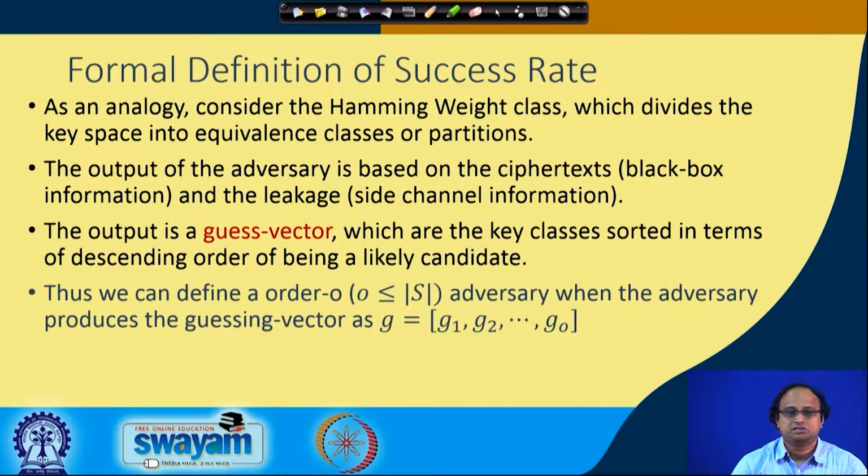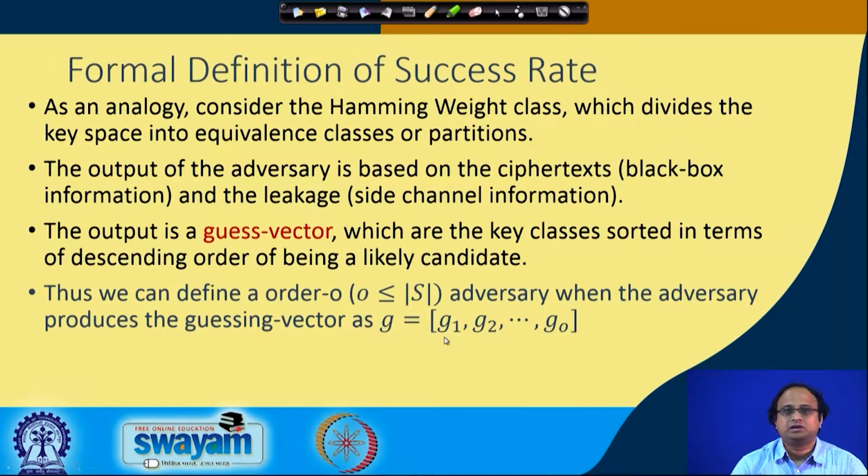Now, together with this, the adversary comes up with a guess vector, say we denote it by G, which is nothing but the key classes sorted in descending order of being a likely candidate. For example, if I consider the analogy of the Hamming weight class, the guessing vector may tell me that the key belongs to a guessing vector denoted as, say, 1, 2, 3. That means it could be either Hamming weight class 1, or Hamming weight 2, or Hamming weight 3. But the attacker is saying that probably 1 is most likely. That is exactly what is meant by this guessing vector.